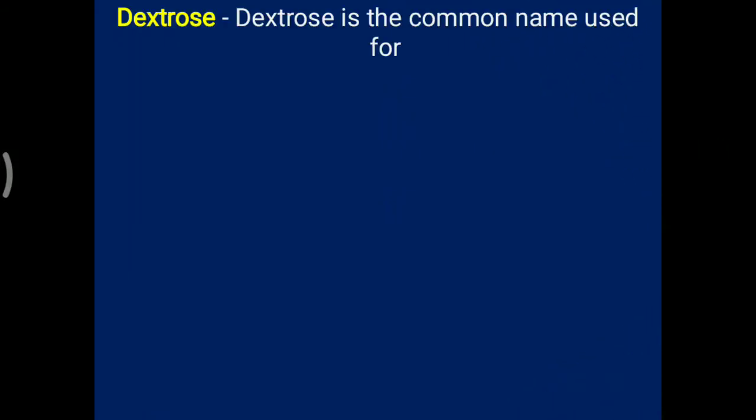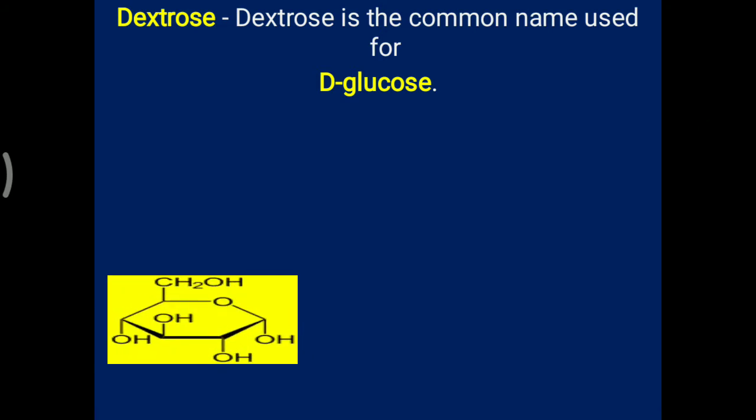This word dextrose is also commonly utilized in clinical practice. Dextrose is a common name used for D-glucose. D-glucose is the main glucose molecule present in blood and also the main source of energy. So that simple D-glucose is called dextrose.